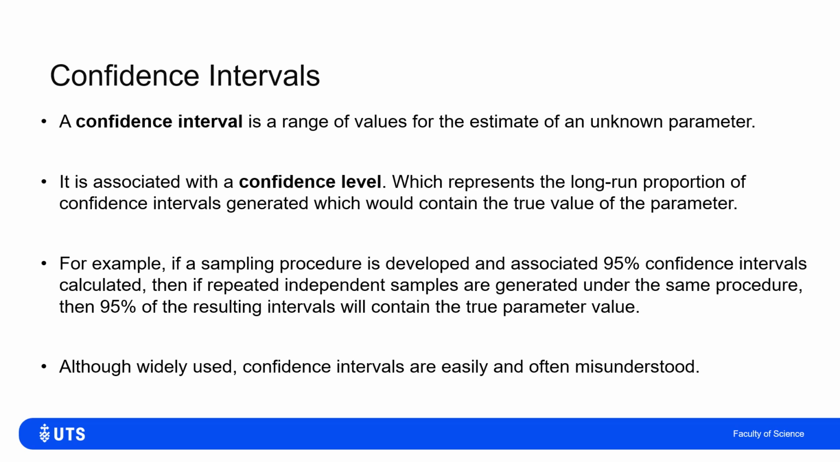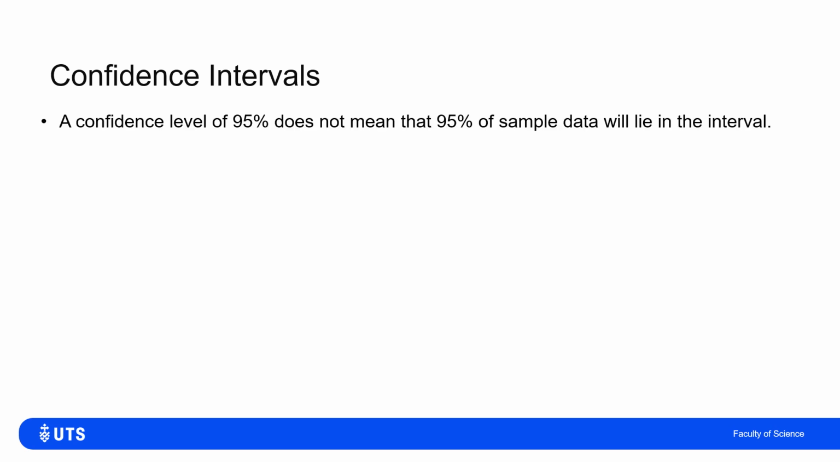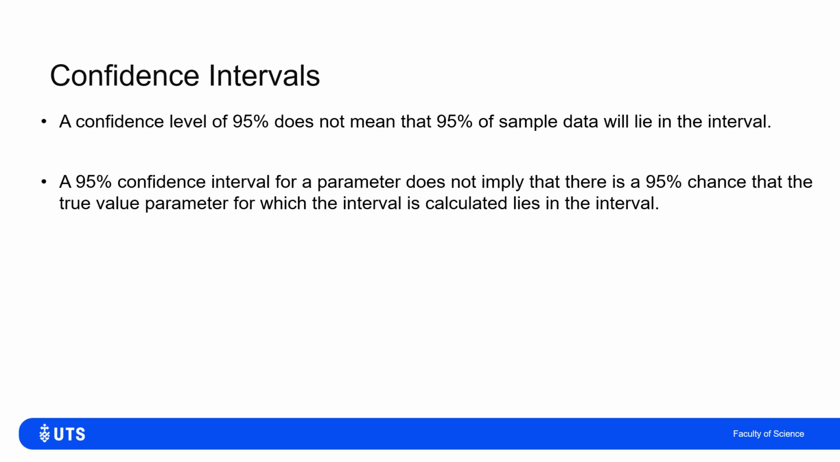So as I said just at the top here, it's easy to misunderstand these, and you will often hear them misapplied or poorly explained. I just want to give a couple of explanations of what a confidence interval is not. If I get a 95% confidence interval, it does not mean that 95% of my observations will be in that interval. It doesn't mean that there is a 95% chance that the true parameter value lies in that interval.